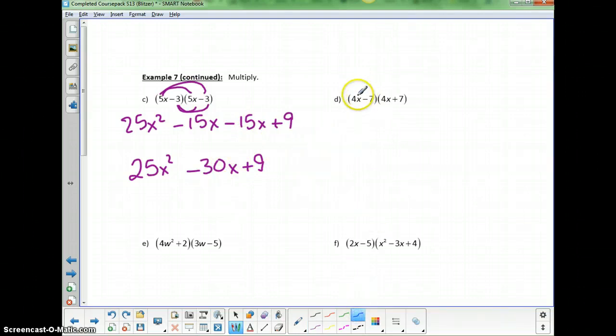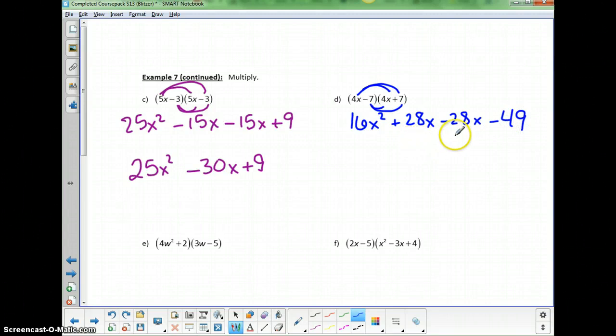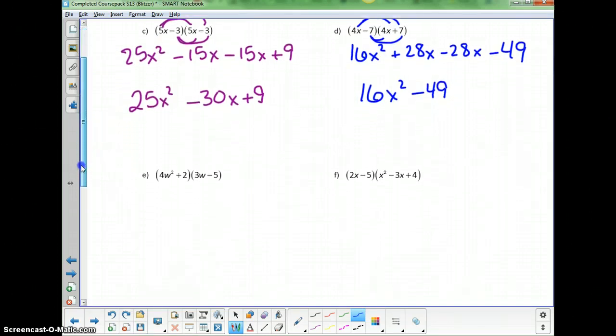Okay, next. In this one, start with 4x times 4x is 16x squared. Plus 4 times 7 is 28x. Then I've got negative 7 times 4x is minus 28x. And negative 7 times positive 7 is minus 49. Negative 28x and positive 28x add to 0. So I have 16x squared minus 49 in this one. Okay, let's look at the next one.